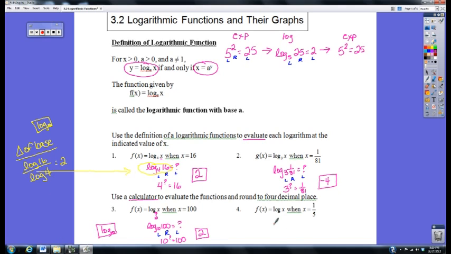So let's try this one. Log, understood base 10, of 1/5 equals something. Now I'm not going to try to figure this one out like we did the last one, without the calculator. So I'm going to go back to my calculator screen, hit my log button, and then type in 1/5.